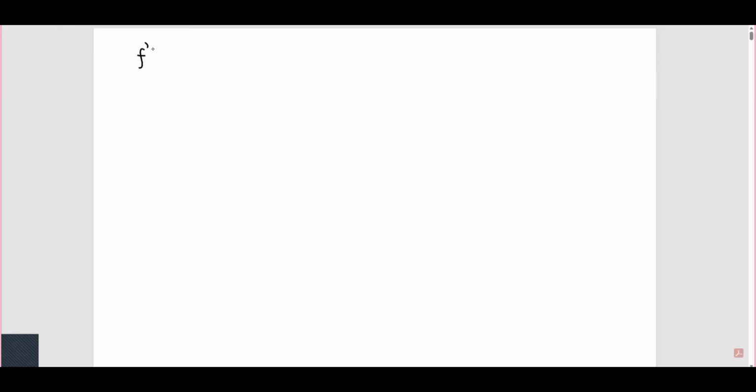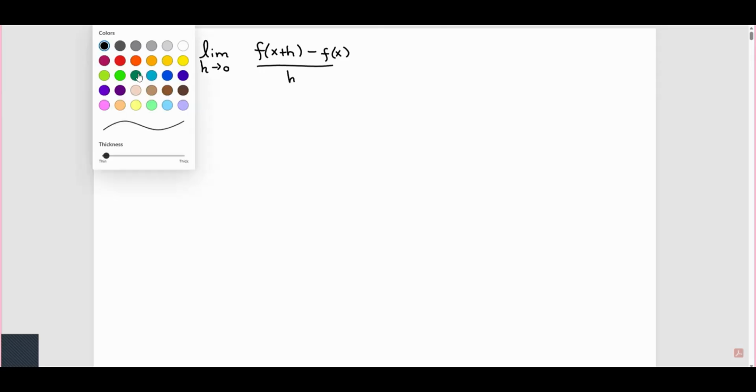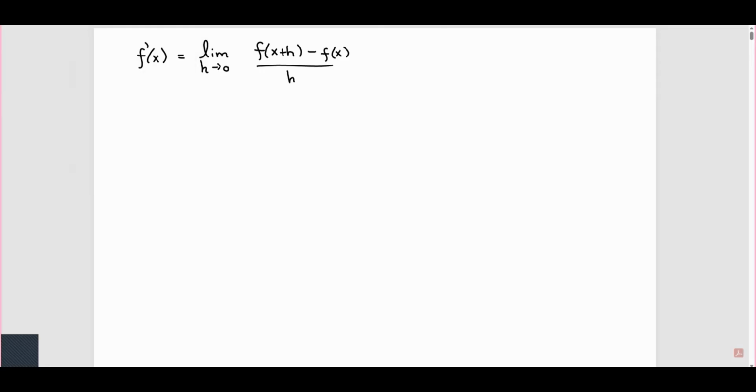So let's have the derivative of some function f, so I'll write it as f prime of x. And our limit definition is that this is the limit as h approaches 0 of f of x plus h minus f of x all over h. Now, I will point out, there are multiple different notations that get used for this, but one of the popular ones is to use delta x instead of h. So delta x instead of h.